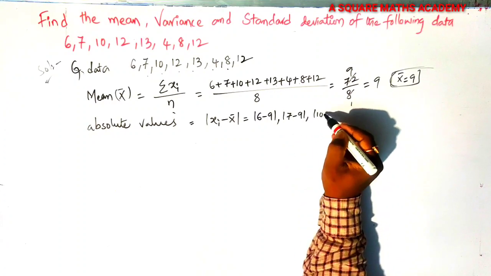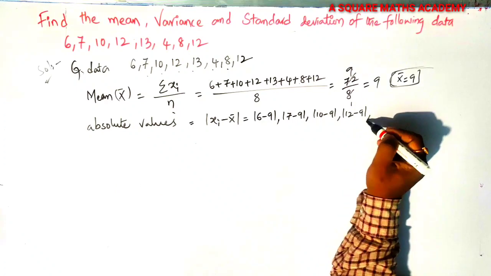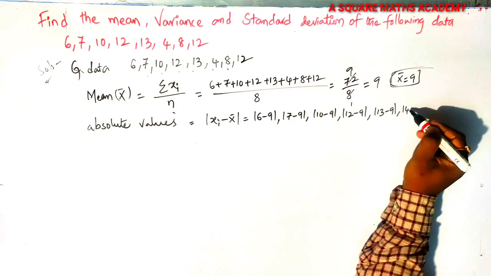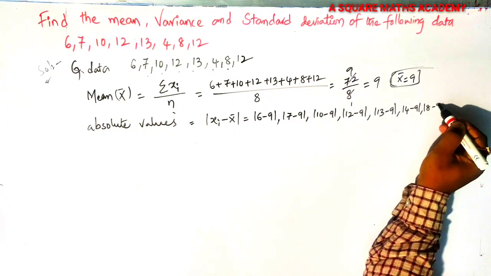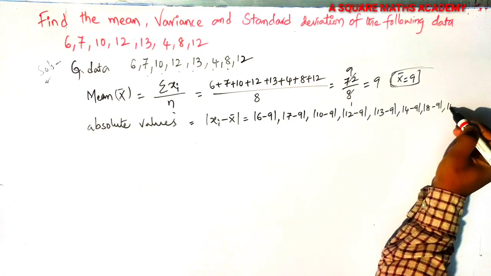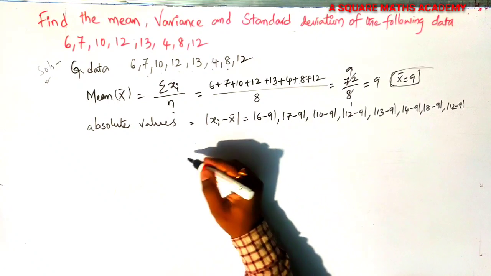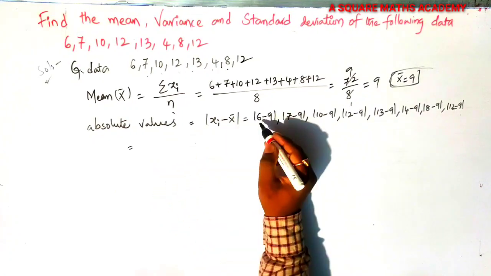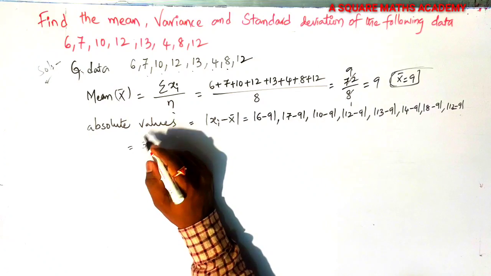Third observation is 10 minus 9. 12 minus 9. 13 minus 9. 4 minus 9. Mod 8 minus 9. Last one is mod 12 minus 9. Clear? So see here, we write now 6 minus 9 is minus 3, but modulus is there, so we write 3.